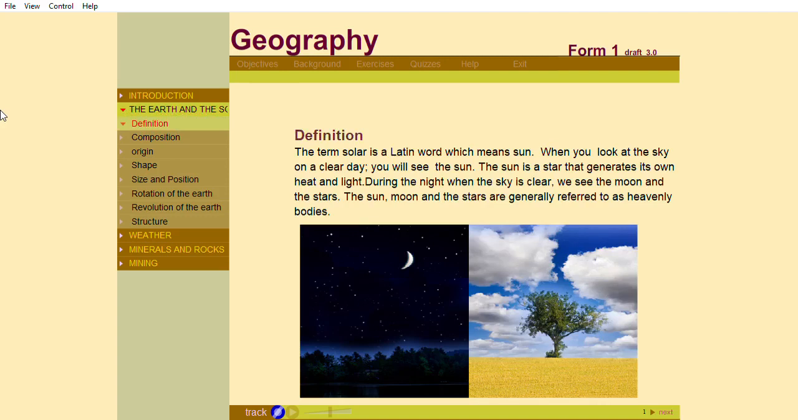The term solar is a Latin word which means sun. When you look at the sky on a clear day, you will see the sun. The sun is a star that generates its own heat and light. During the night, when the sky is clear, we see the moon and the stars. The sun, moon and the stars are generally referred to as heavenly bodies.